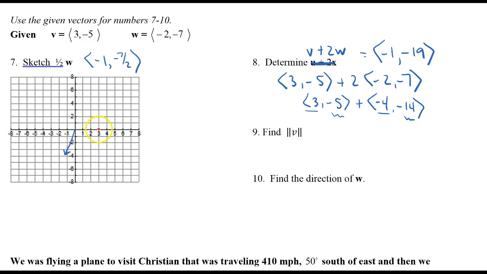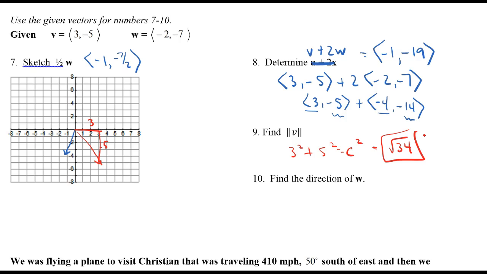V is at 3, negative 5. So maybe it'll help because then you can see, oh yeah, that's 3 and that's negative 5. So you could do Pythagorean theorem. We're just trying to find out how long it is. So 3 squared plus 5 squared equals c squared. So that would be 9 plus 25. So I'm getting the square root of 34.